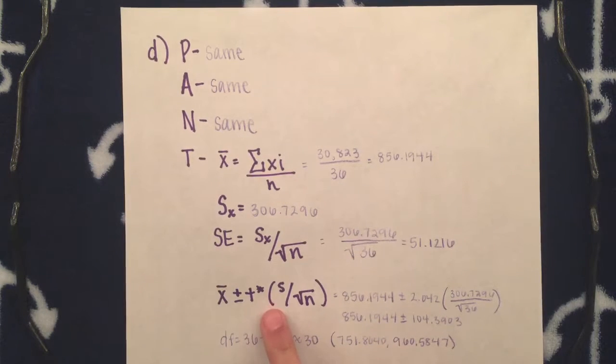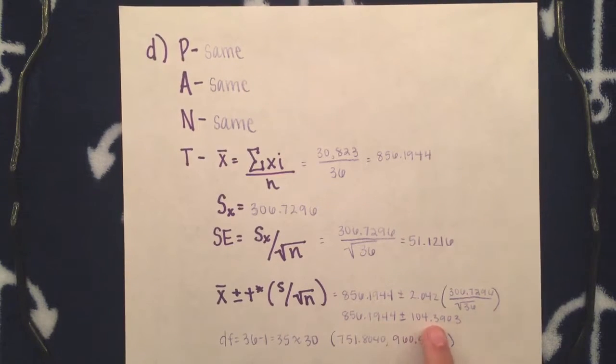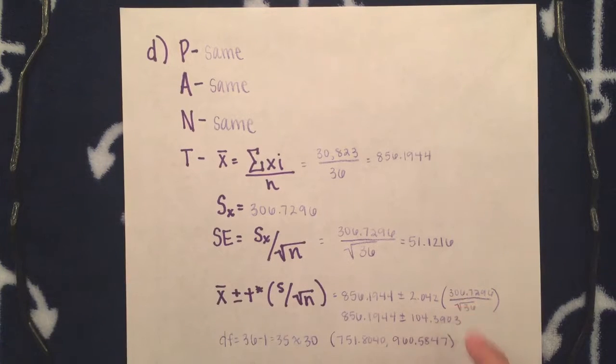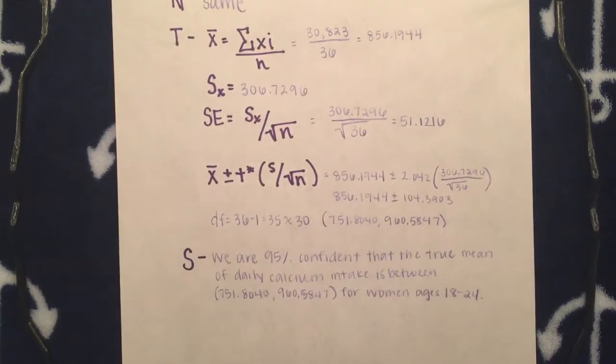So it's still the same equation. We're just going to have slight changes in numbers. So I have 856.1944 plus or minus the t star value of 2.042 times s over the square root of n, which is 306.7296 over the square root of 36. And I got 104.3903, and I'll move that up a little bit.